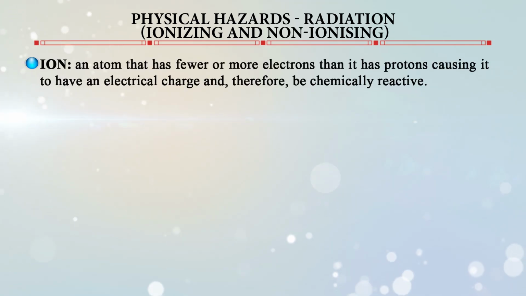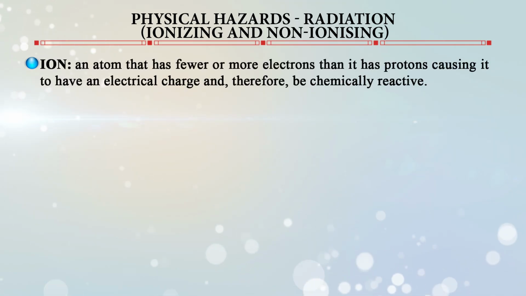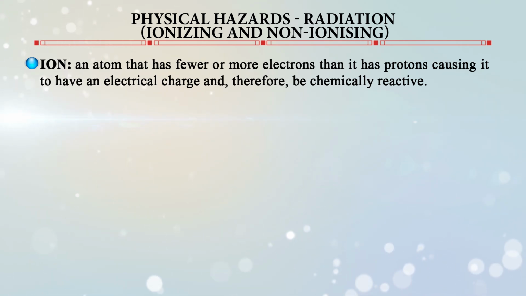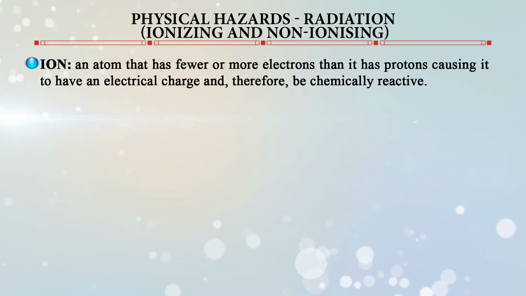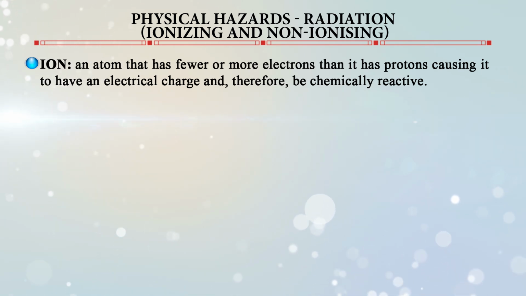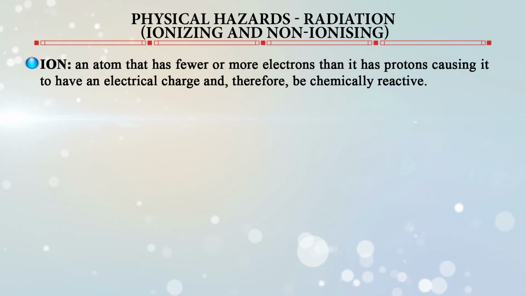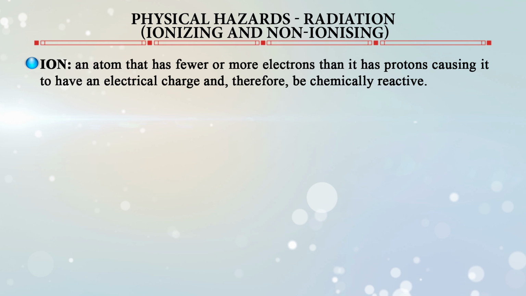The first one I would like to introduce is the ion. What is meant by an ion? Any atom that has fewer or more electrons than it has protons has an electrical charge, and therefore it is chemically reactive. Any such particle we can call an ion.